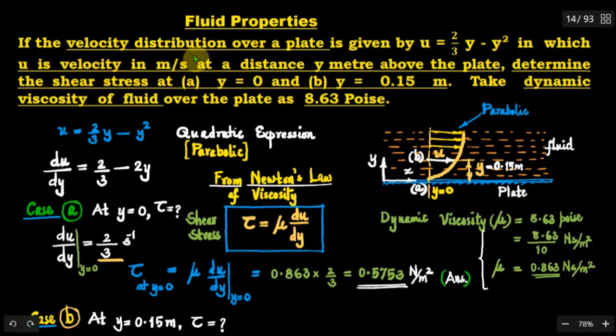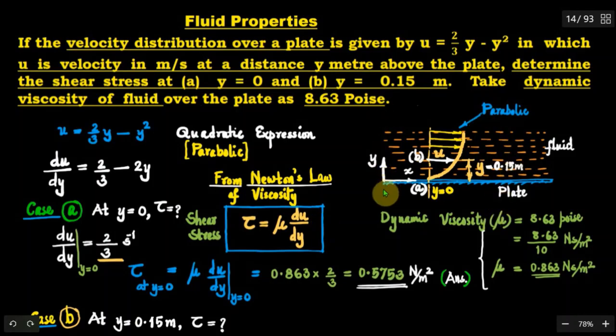If the velocity distribution over a plate is given by u is equal to 2/3 y minus y square, in which u is the velocity in meter per second at a distance y meter above the plate, determine the shear stress at y is equal to 0 and at y is equal to 0.15 meter. Take dynamic viscosity of the fluid over the plate as 8.63 poise. The velocity profile given is u is equal to 2/3 y minus y square.